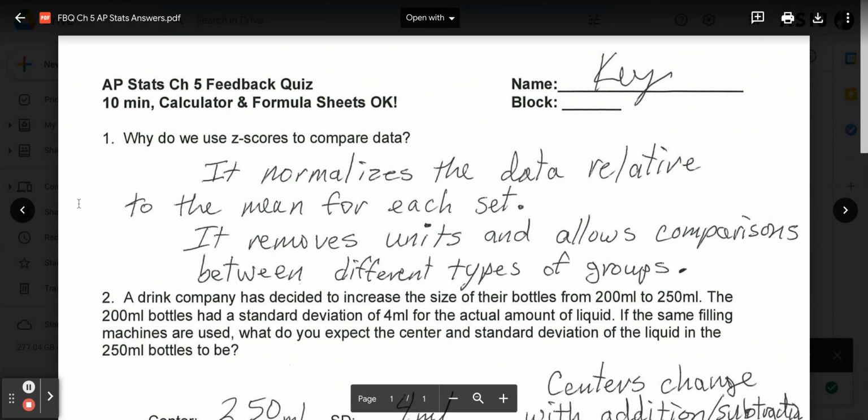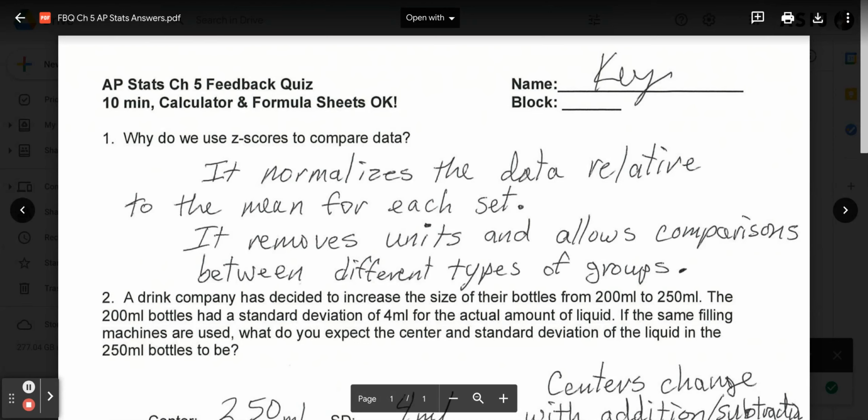So the first question, why do we use z-scores? Well, it normalizes the data. When you take your differences and divide them by the standard deviation, you get that z-score. By dividing by the standard deviation, it removes the units from whatever it is you're working with. The standard deviation has a particular unit which will match your mean and your value unit, so when you divide, it cancels off. So the z-score is unitless and it's what we call normalized.